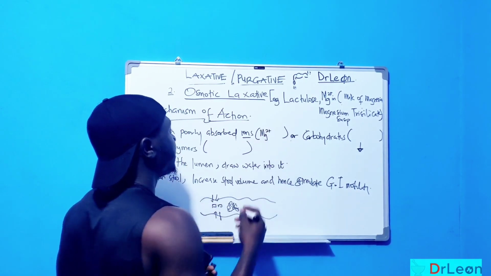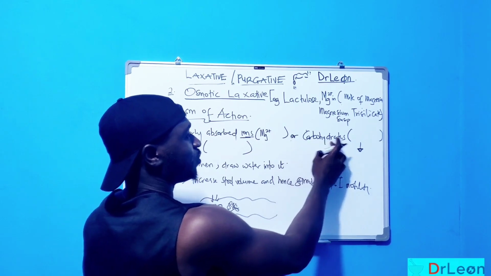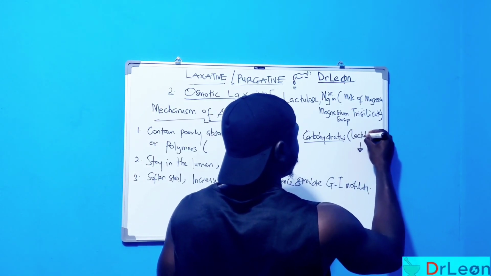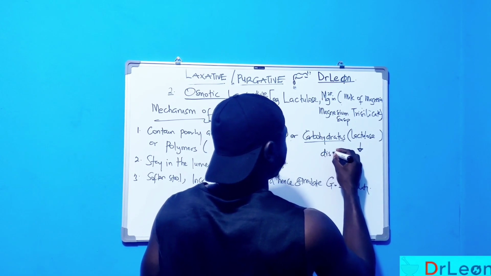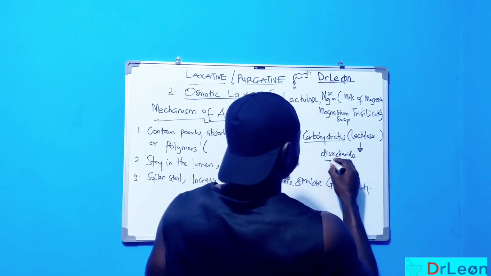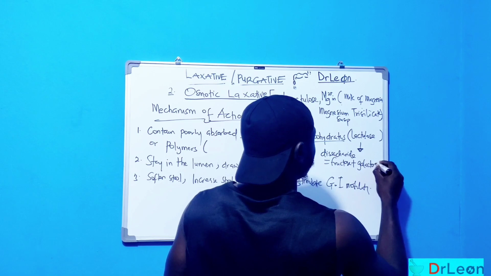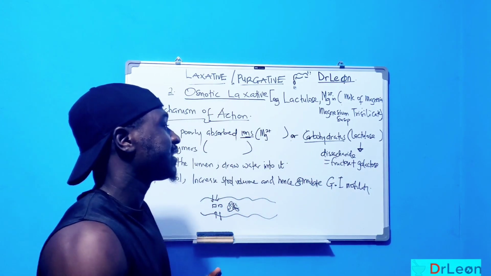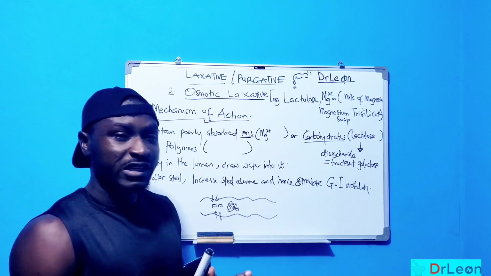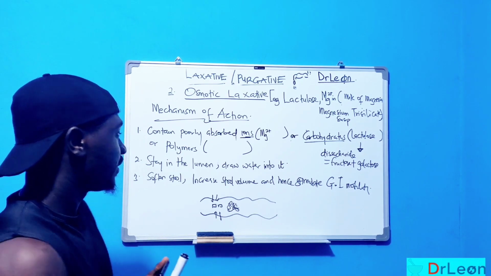They are usually poorly absorbed ions like magnesium. So the medication contains either poorly absorbed ions or poorly absorbed carbohydrates like lactulose. Lactulose is a disaccharide made up of two sugar units, fructose plus galactose. So it's a semi-synthetic carbohydrate, or disaccharide, made up of galactose and fructose. It's poorly absorbable. So when you're taking the medication, this will happen.